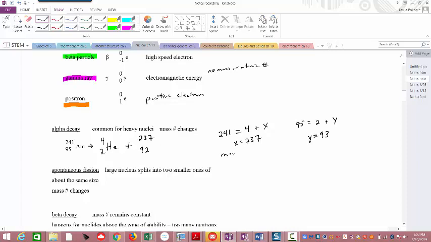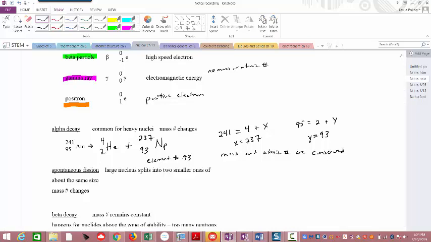Because mass and atomic number are conserved. And so then, 93, not 92. You find element number 93 on the periodic table.